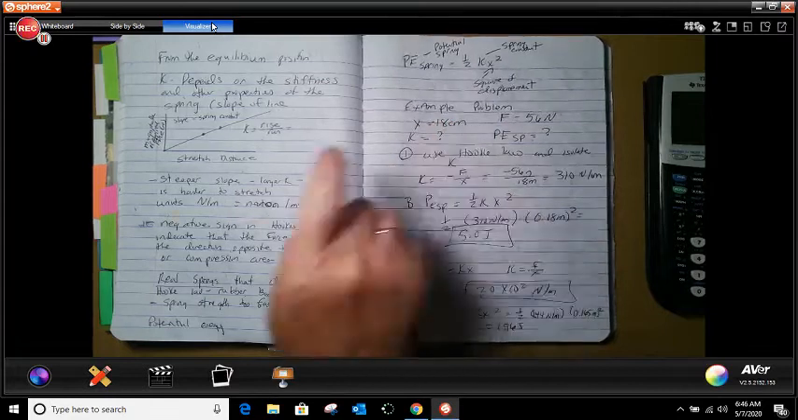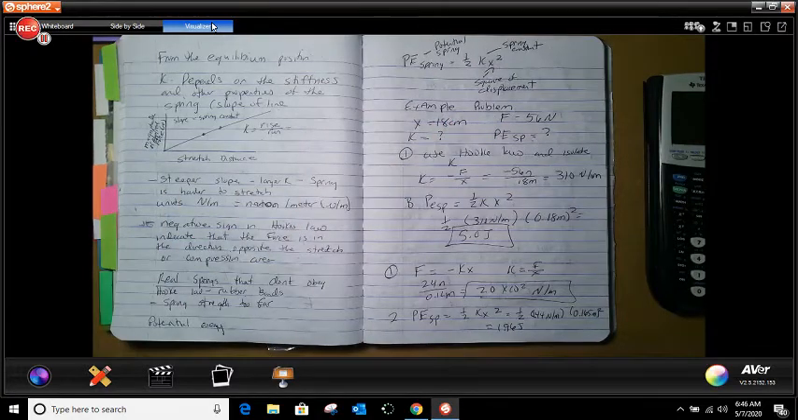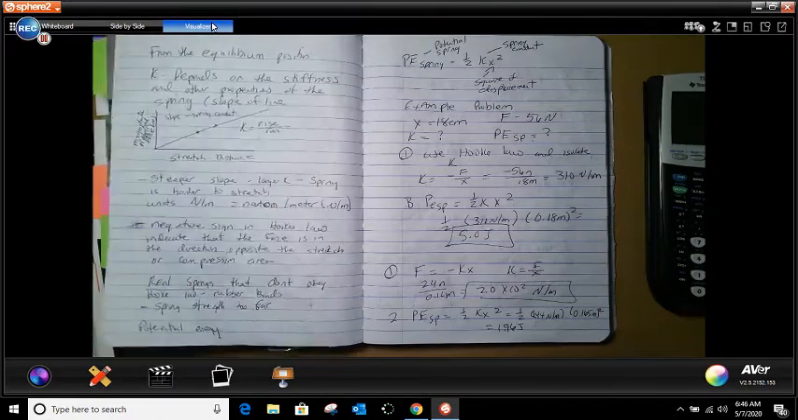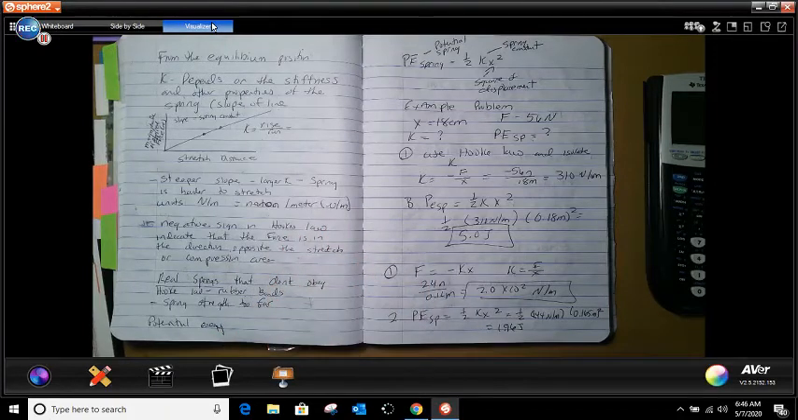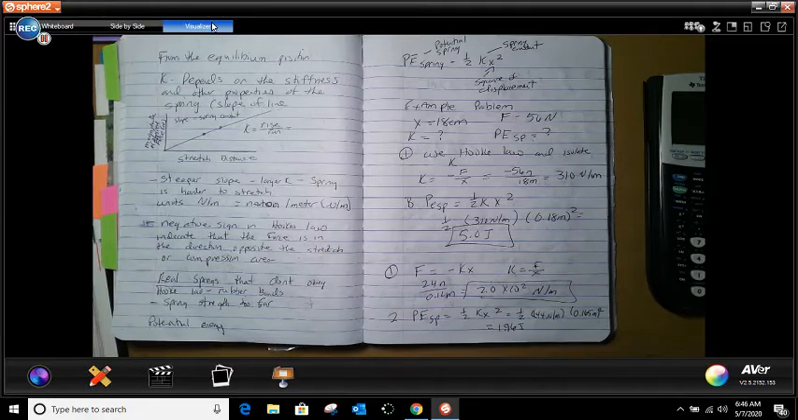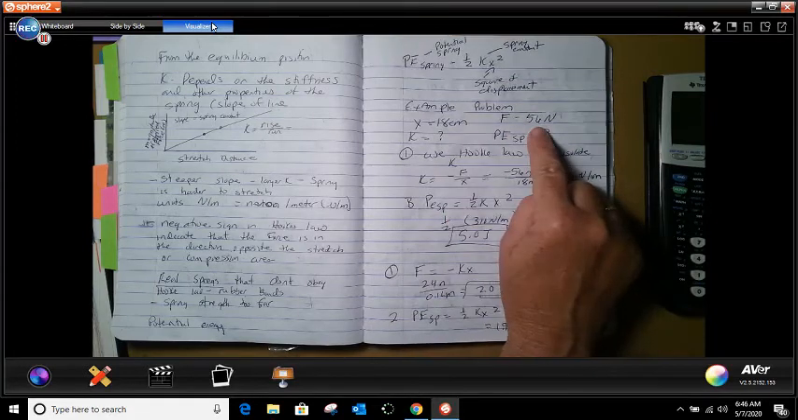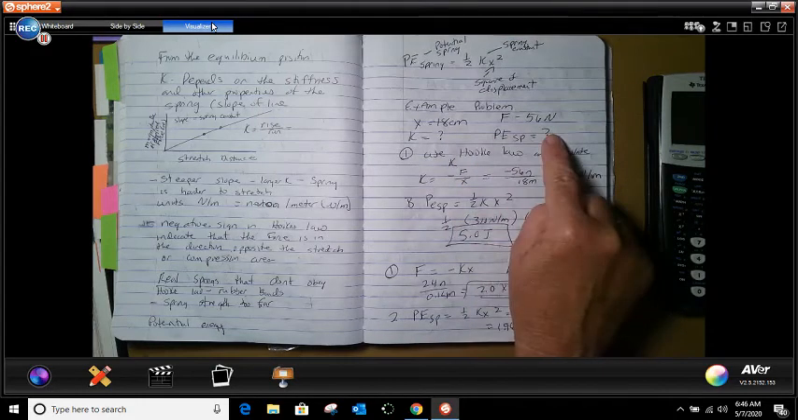Example problem on page 385: a spring stretches by 18 centimeters when a bag of potatoes weighing 56 newtons is suspended at the end. So x is 18 centimeters, and our force is negative 56 newtons. We're looking for K and the PE of the spring.